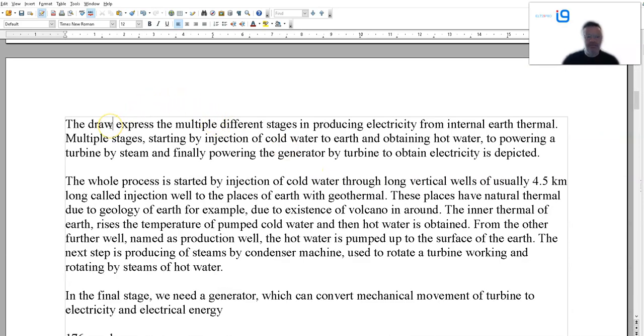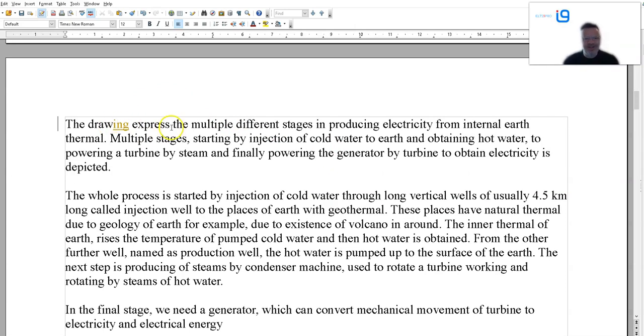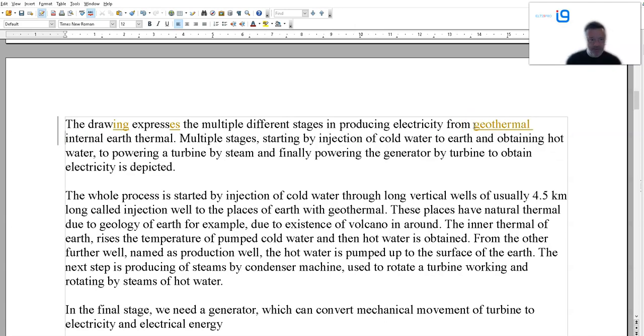The draw. Express. Well, it doesn't express. It can maybe illustrate or depict or show, but it can't express. This is what happens when you try to paraphrase too much. It doesn't work. So from internal, what exactly is from internal Earth thermal? Right. So again, this is what happens when you try and paraphrase too much. You end up changing it in ways that it's not the same. It's not as intended. Multiple stages.